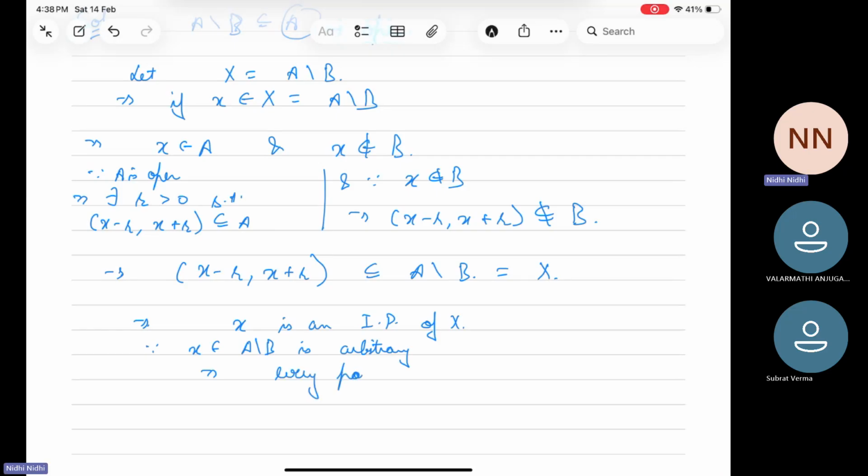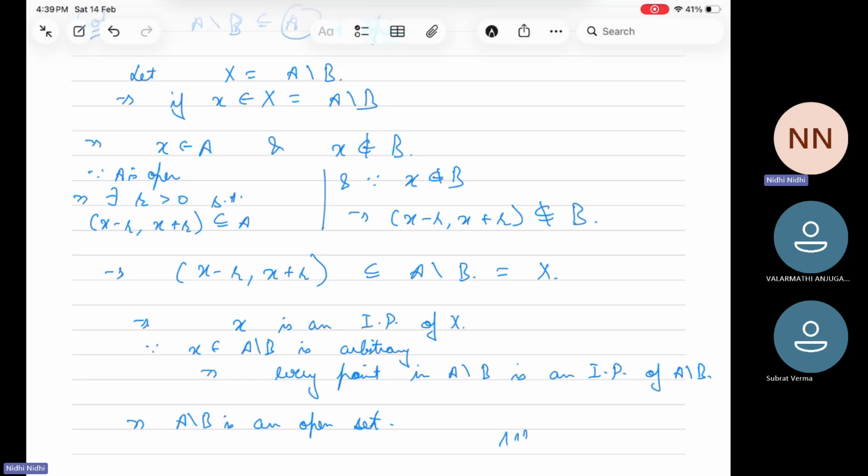Every point in A minus B is an interior point of A minus B. That means A minus B is an open set. So therefore, the third and fourth options get discarded because they say that A minus B need not be open.